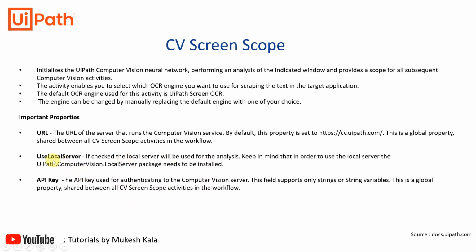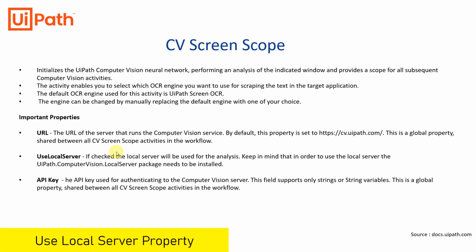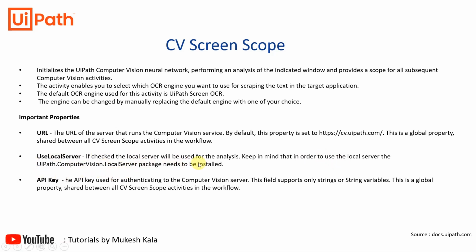There is one property called use local server, right? If I check this local server, this means that the UiPath computer vision local server package needs to be installed, right? If you have this available, then you need to tick the local server. So if checked, the local server will be used for the analysis, which means that now it will not use the cloud one, it is going to use the local server. If you have the CV installed on a local server, you need to tick this one, otherwise you can leave it at the default settings, right?